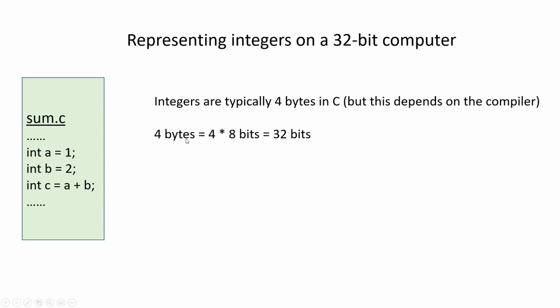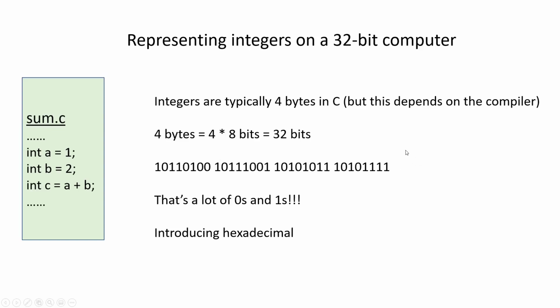So that means that with 4 bytes, there's 8 bits per byte. I've got 4 of them. I've got 32 bits total. So here's an example. This could be a number that I'm storing in memory. 101101001001 dot dot dot. You guys get the idea. It's a lot of stuff to say. So yeah, that's a lot of zeros and ones.